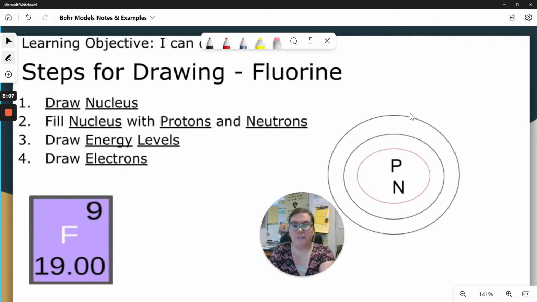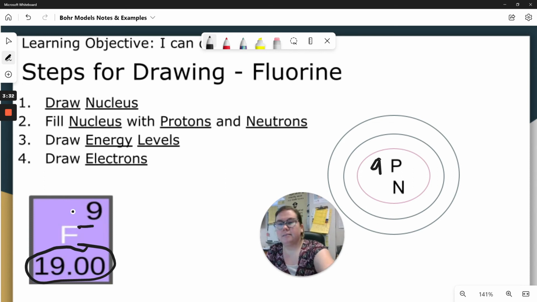So if we look at fluorine here, we have our lovely square. Number of protons first is always that atomic number. So that for us is going to be 9. And then we need to also put in our number of neutrons. Remember, for neutrons, we take the atomic mass down here and round it. So for fluorine, that's going to be 19. And then we subtract our atomic number. So 19 minus 9 is going to give us 10 neutrons. Okay, that part we already know. Easy, you just got to write it in the center.